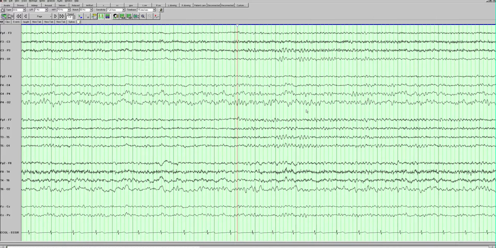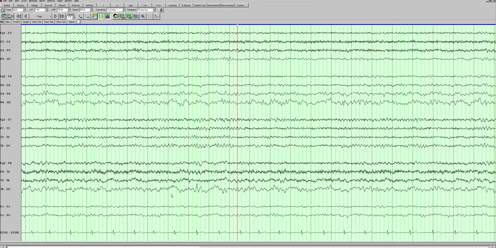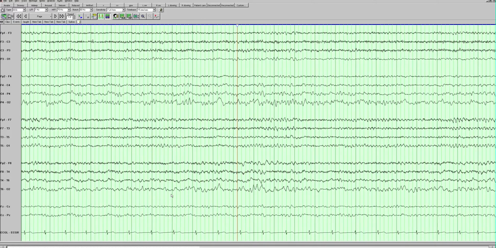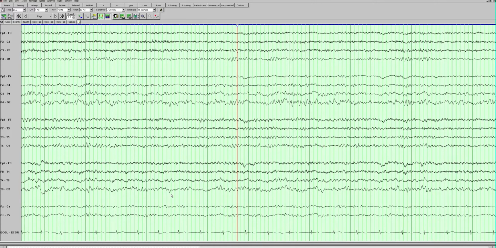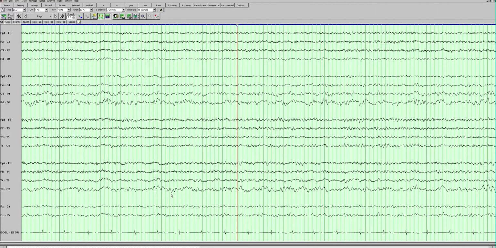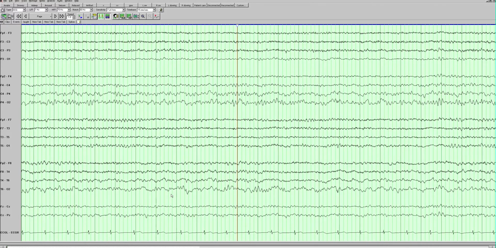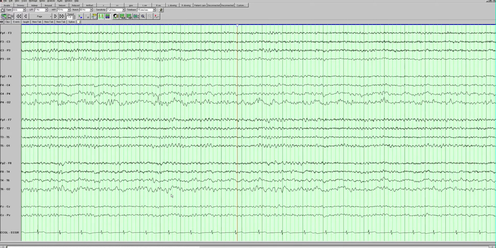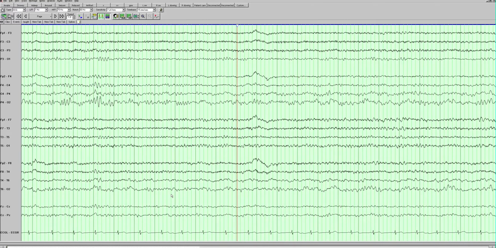But overall, it looks pretty monotonous here. There's a little bit of slowing here in the right temporal chains. We call that sharply contoured. It's a slowing with a bit of a phase reversal there. That's not epileptiform, but it definitely makes you keep your eye on that region to see if anything more clear-cut will pop up. So far we just see that focal slowing.